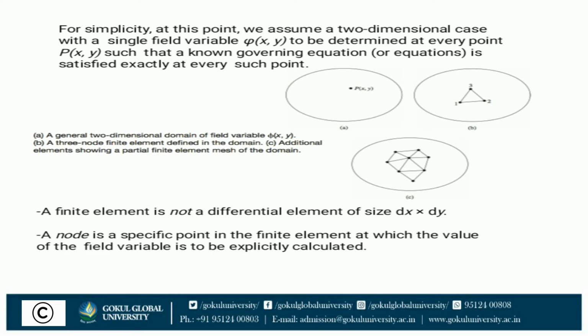For simplicity at this point, we can assume a two-dimensional case with a single field variable, a function of x and y, to be determined at every point P(x, y), such that a known governing equation is satisfied exactly at every such point. So P(x, y) is another way to calculate 1, 2 and 3. Then the C type circle: a finite element is not a differential element of size dx and dy. A node is a specific point in the finite element at which the value of the field variable is to be explicitly calculated.